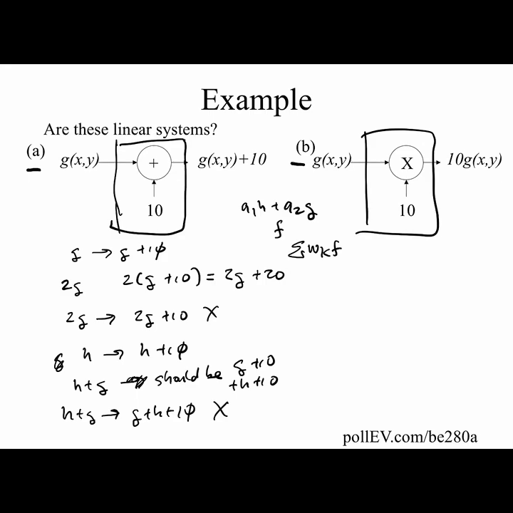So how about B? Is this linear or not? Everyone think it's linear? Anyone think it's not linear? Okay. So let's see. G gives me 10G. If I did 2G, it should give me 20G, and it does, right? And also if I took G plus H, it would give me 10G plus 10H, which also is correct, right? Okay, so that's a linear system.